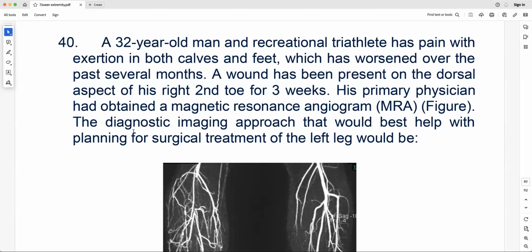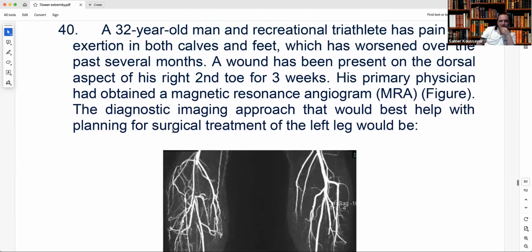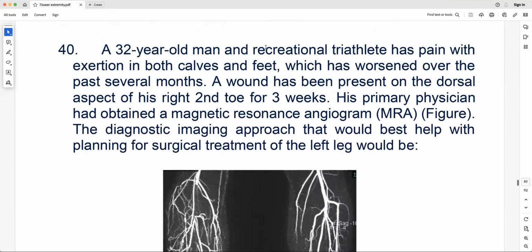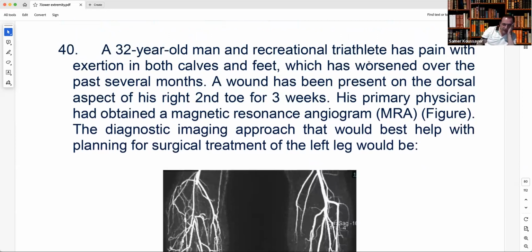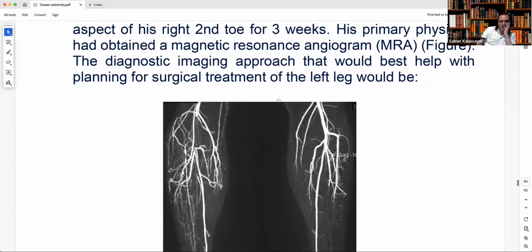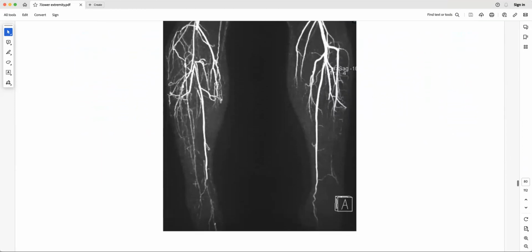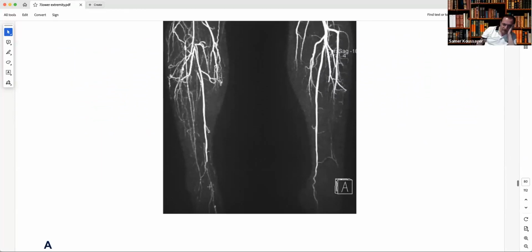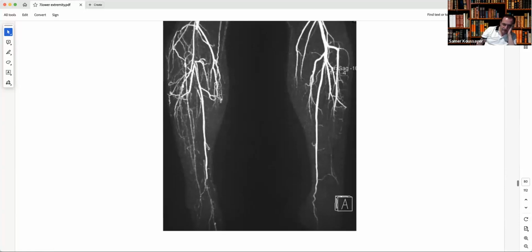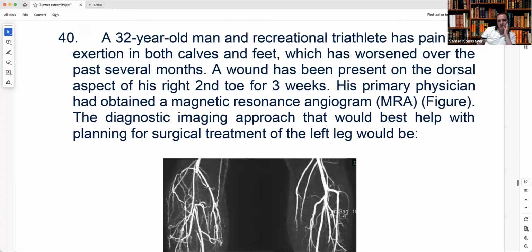So he's an athlete, right? Yes, he's an athlete. Anytime they do athletics with pain with exertion, you think about popliteal entrapment syndrome, correct? And you can see his popliteal artery is occluded, correct? Yeah. And distal emboli, look at that. He has multiple emboli here, and that is the reason he has an ulcer.